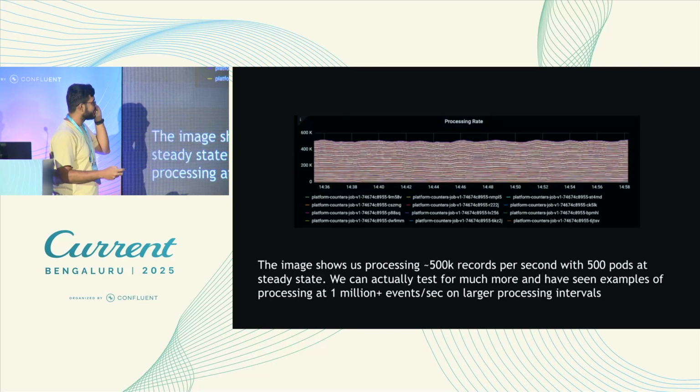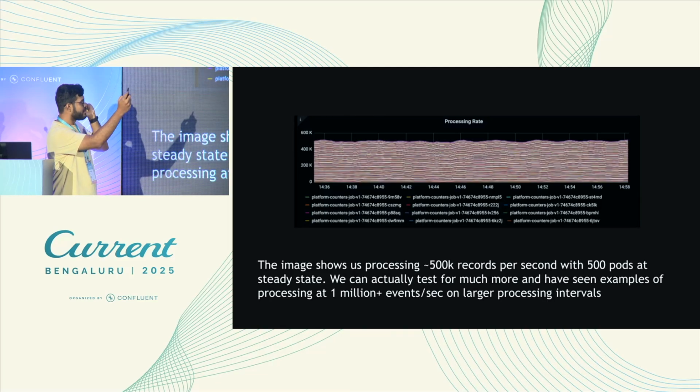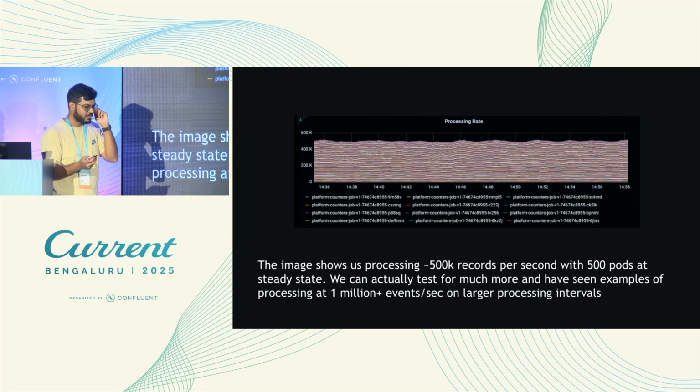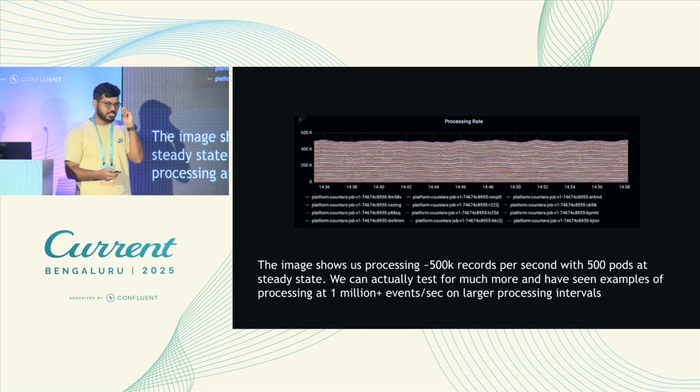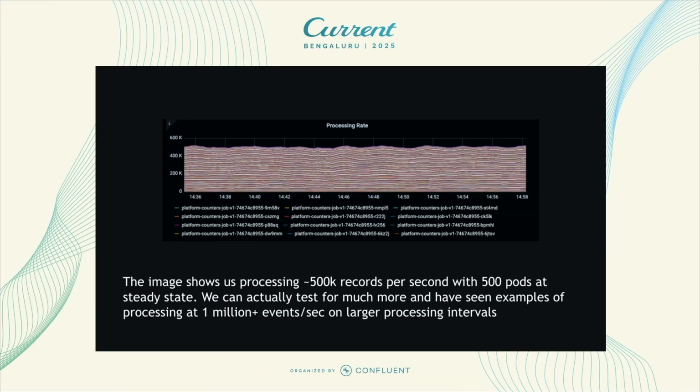So this is actually a graph where we're processing around 500k records per second, and we did not see any lag or anything. And we can even increase to 1 million records, and that would still be fine. We just need more pods, because each pod at this moment was processing around 2k records per second.